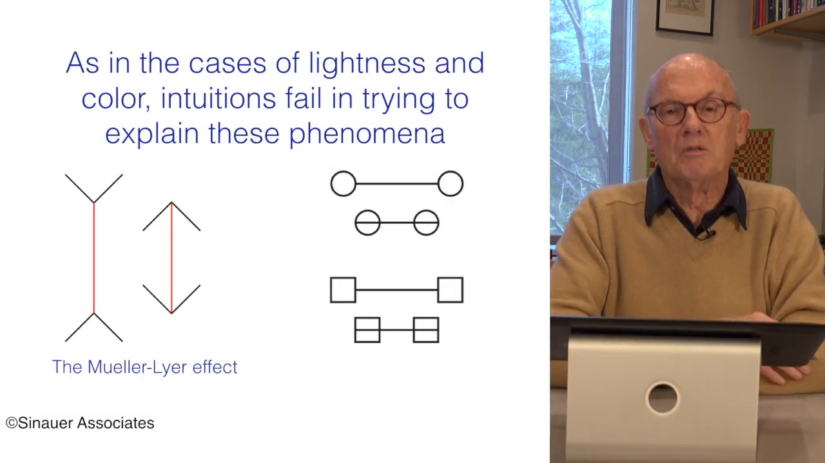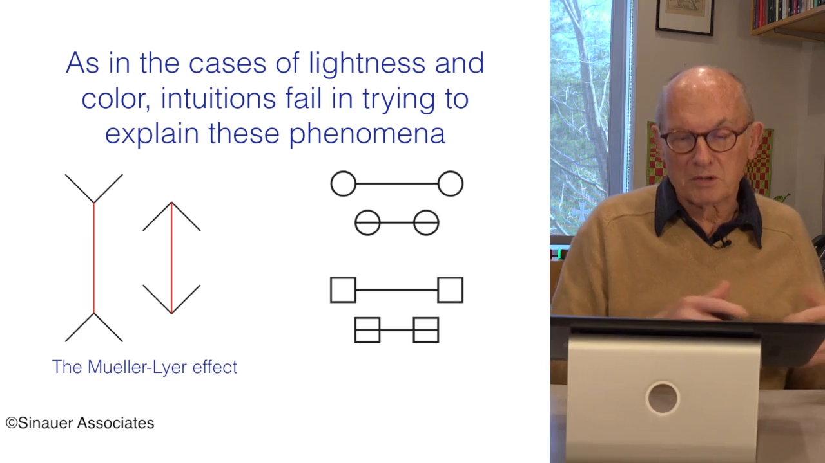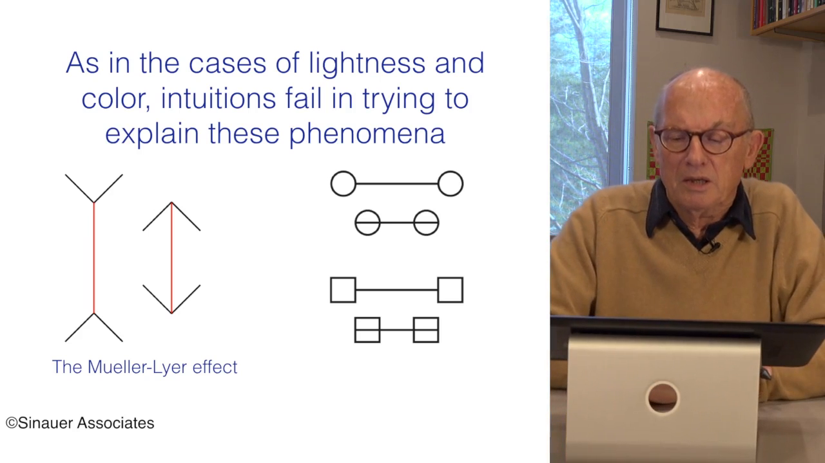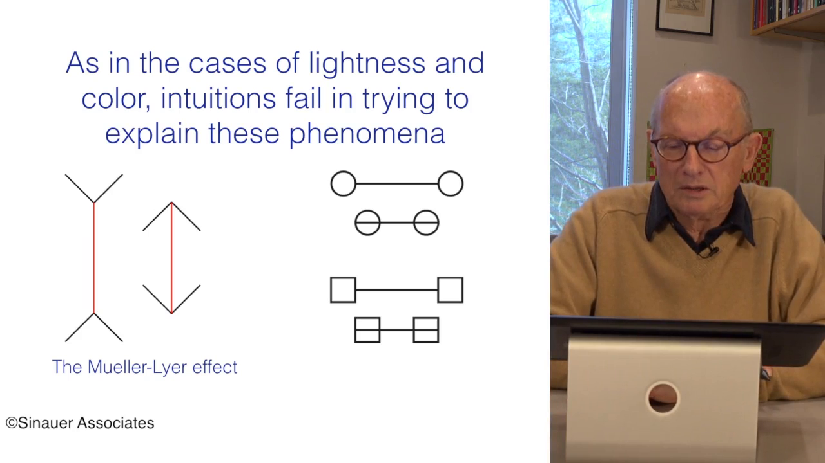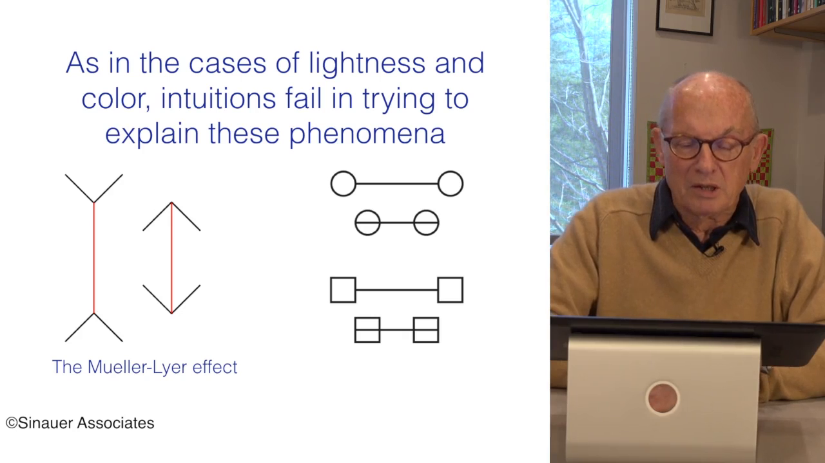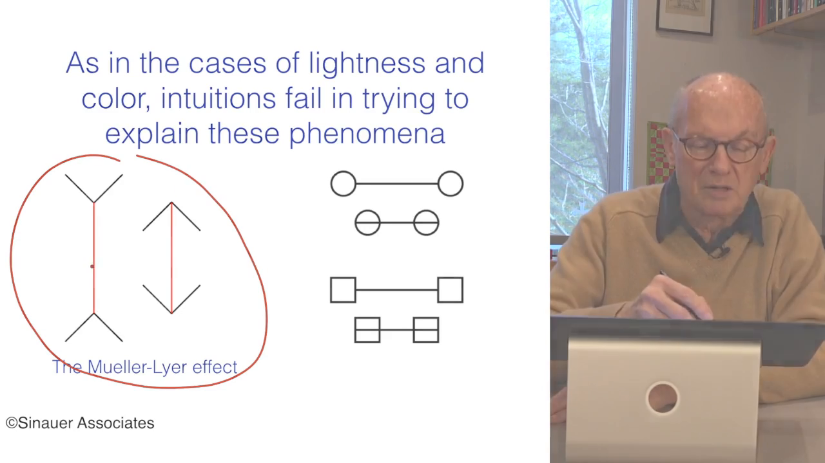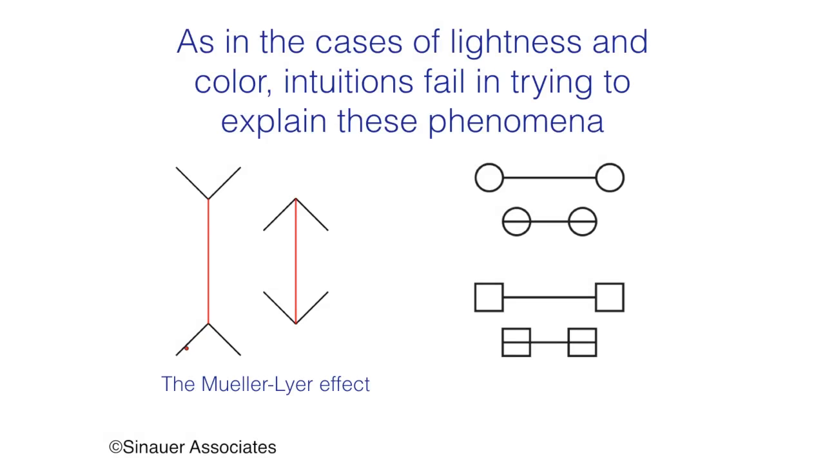Now, another point that's well worth making, very important to make, is that as in the cases that we discussed before of lightness as a response to luminance, color as a response to the spectral distribution of energy in the spectrum of light that we see, intuitions are not very useful in trying to explain these phenomena. And let me take the Mueller-Lyer effect to make that point. Again, remember the Mueller-Lyer effect is that when the line is decorated by arrow tails, as in this case, the line looks longer than when the same line, same physical line, is decorated by arrow heads, as in this case.